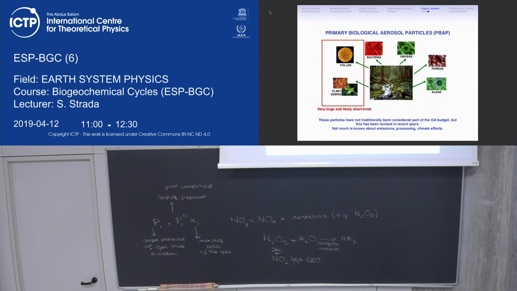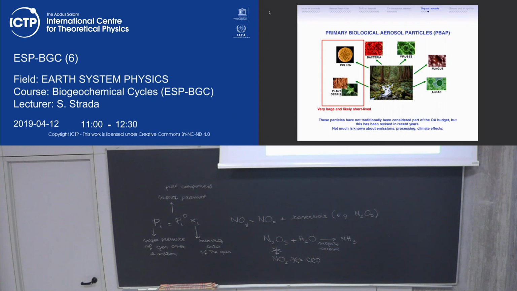And above the family of organic aerosols, we have now included these primary biological aerosol particles that can be very large particles such as pollen or plant debris. But we have as well this tiny fraction that involves bacteria, viruses, fungus, and so they have been added recently in the family of organic aerosols.